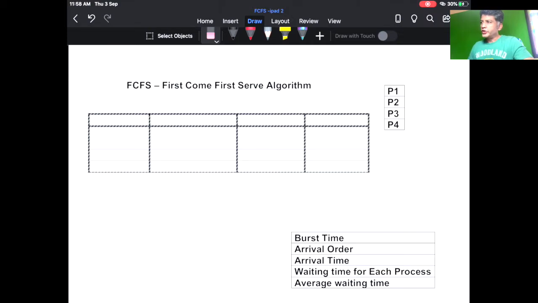So hi friends, in this video we are going to discuss CPU scheduling algorithms. One by one we'll discuss. First we'll discuss the first come first serve algorithm, that is called FCFS.